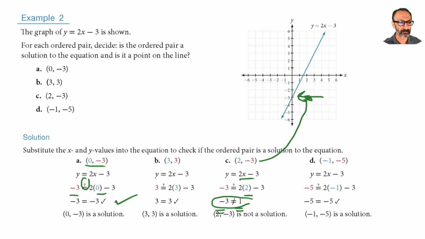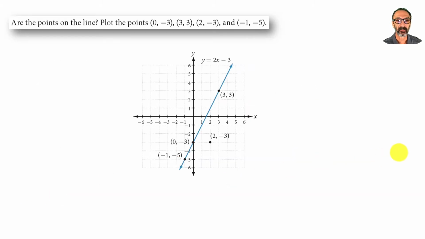So, are the points on the line? Plot the points 0, negative 3, 3, 3, 2, negative 3, and negative 1, negative 5. I did that earlier on 2 slides before, so that shows exactly what we are talking about. 2, negative 3 does not belong. That's the only one that does not belong.